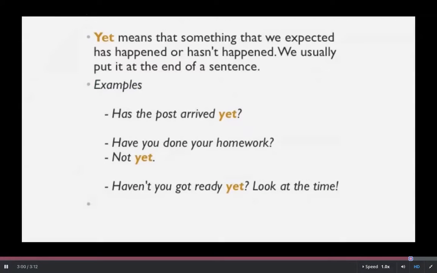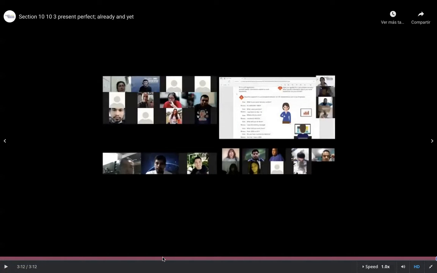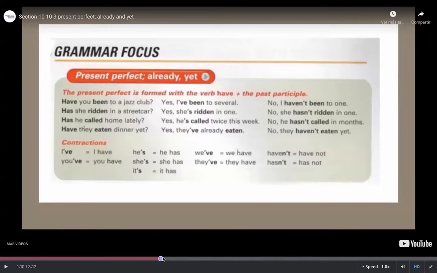Examples. Has the post arrived yet? Have you done your homework? Not yet. Haven't you got ready yet? Look at the time. Okay, so we have a lot right there. Lo más importante es en esta parte. ¿Ven cómo se hacen preguntas positivo y negativo?